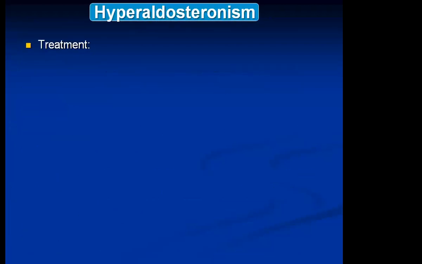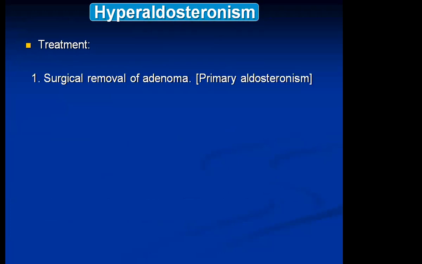How will you treat the condition? Now it will depend upon whether the condition is primary or whether the condition is secondary. So in primary aldosteronism, if you take a CT scan of the patient and if you find some adenoma in the abdomen, then you can cause surgical removal of the adenoma and it will cure primary aldosteronism.